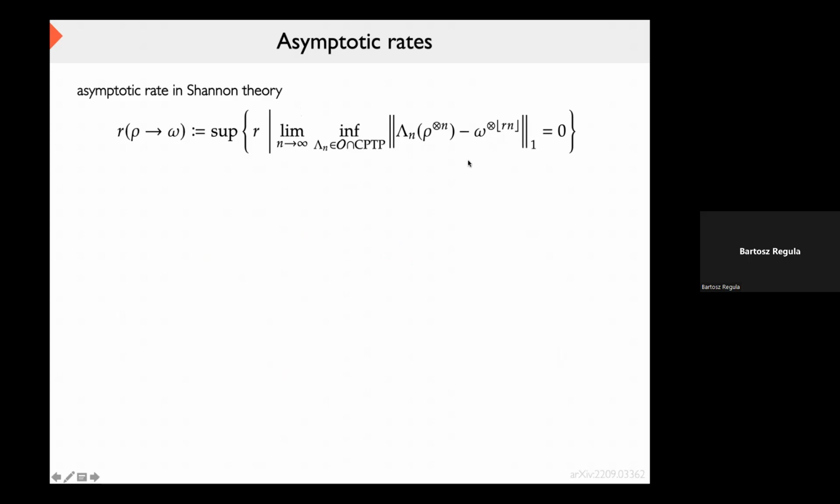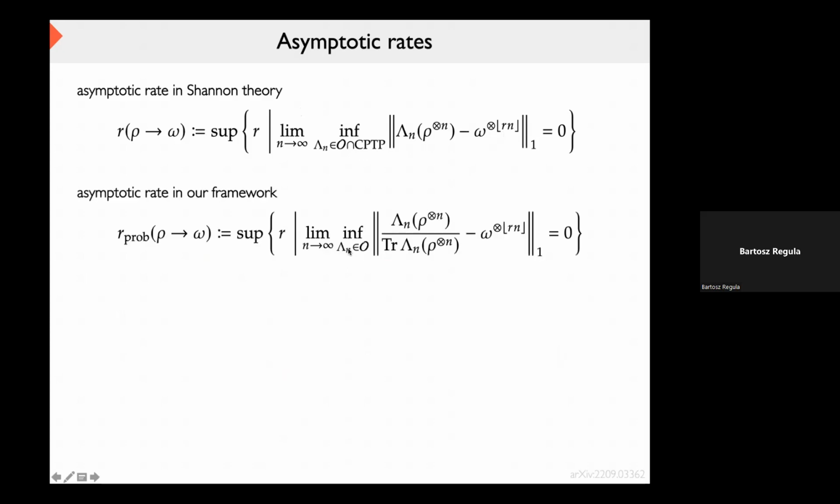What we can do now is apply not just quantum channels. What we can do now is apply probabilistic protocols. So now we will assume that these are no longer CPTP maps. They no longer have to be trace preserving. They can be trace non-increasing probabilistic maps.